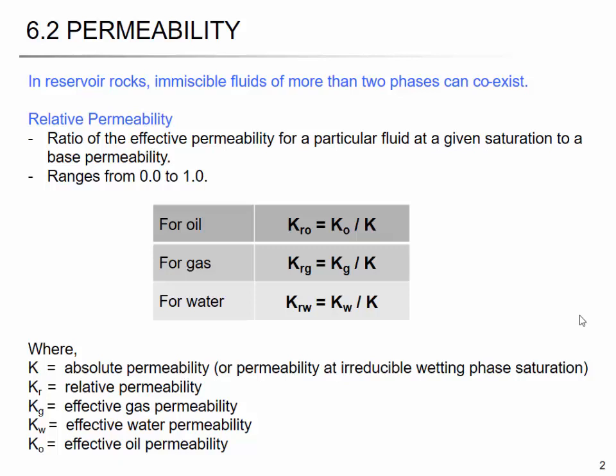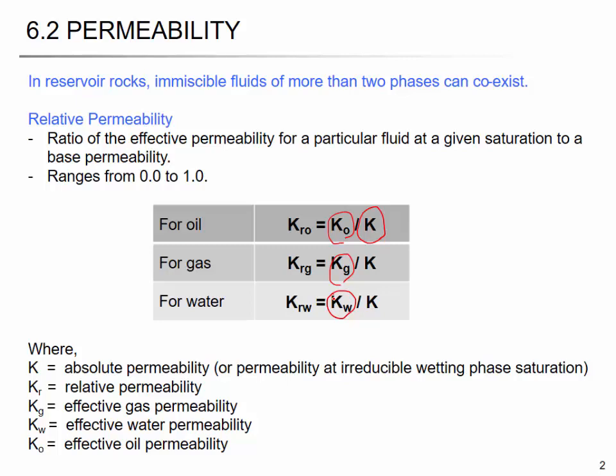So here, large K is the absolute permeability, and KO, KG, and KW are the effective permeability of each phase. O means the oil, the subscript G means gas, and W is water. And so this relative permeability will be a function of the saturation of the corresponding fluid.